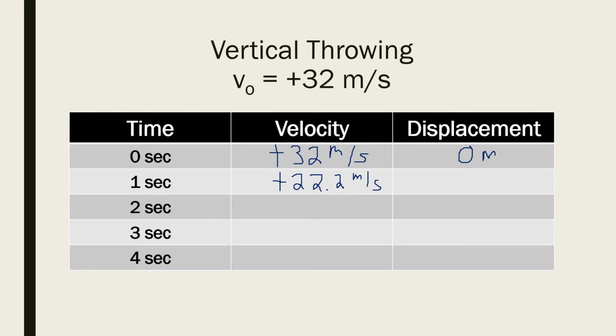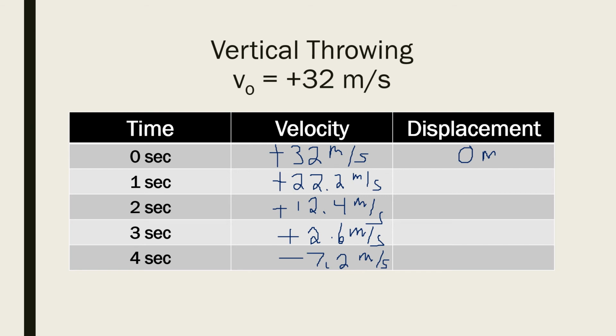Minus 9.8, minus 9.8, minus 9.8. So this is not a symmetric case. In fact, it's not even the total time it's in the air. It's still going to be coming down because it's going to be coming down all the way until it's going negative 32. And it's not at negative 32 yet, so it's still going down.